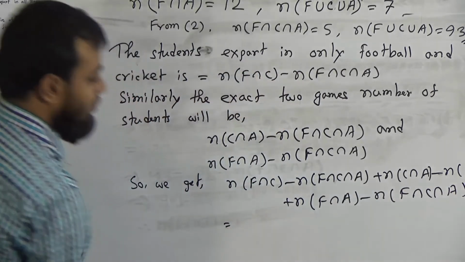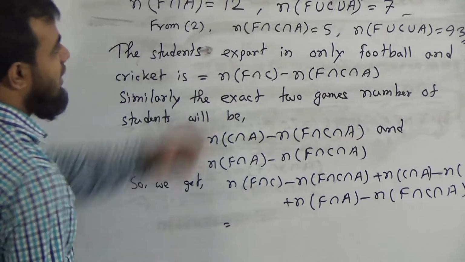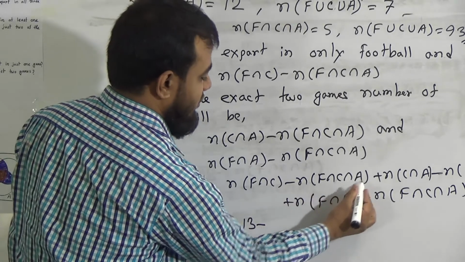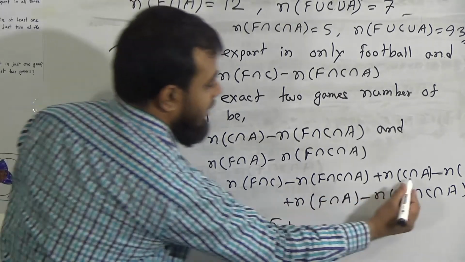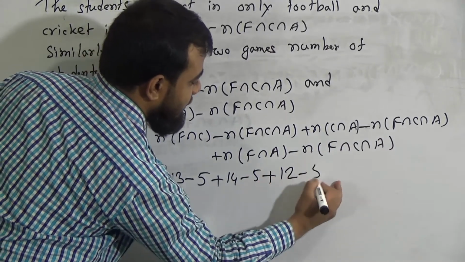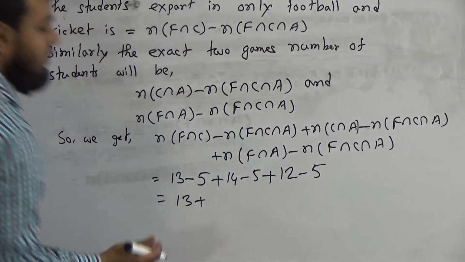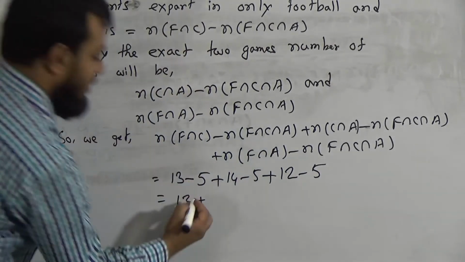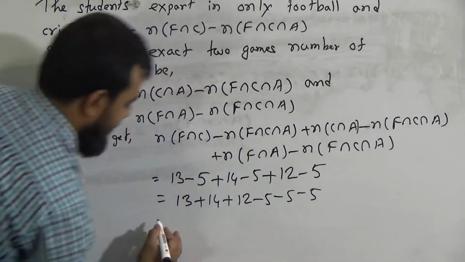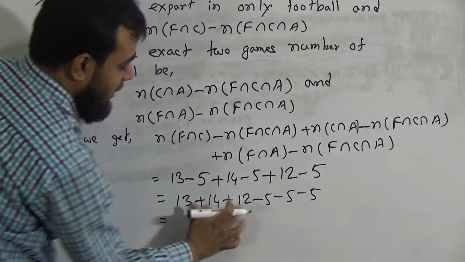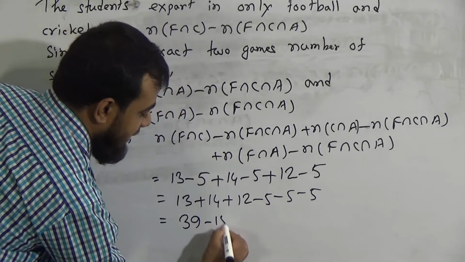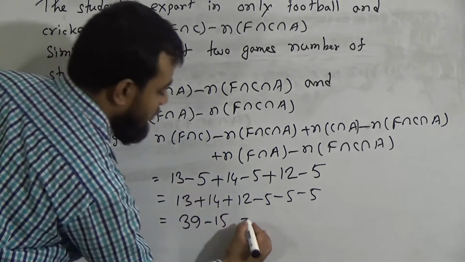Now my students, put the value of this F intersection C. F intersection C's value is 13, minus number of elements of F intersection C intersection A is 5, plus this value is 14, minus this value is 5. Again this value is 12 and this value is 5. So 13, now rearrange the plus and minus. It is 13 plus 14 plus 12 minus 5 minus 5 minus 5. When we add these 3 we get 39, and when we add these 3 we get 15, but this 15 has a negative sign before it. So 39 minus 15 equals 24.